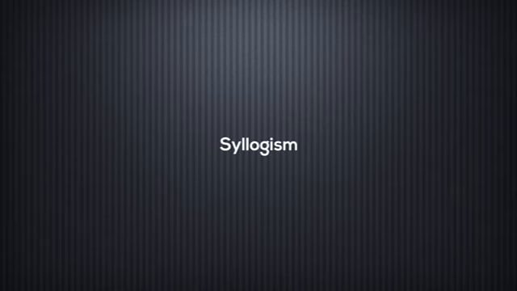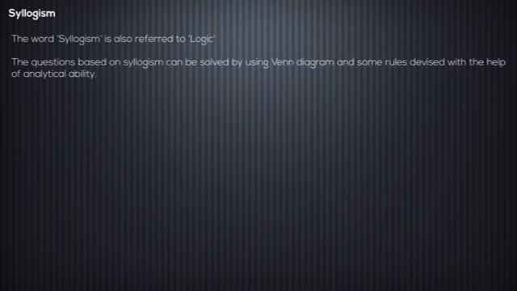Syllogism. In this chapter, we will study what syllogism is and learn how to solve problems related to it. The word syllogism refers to logic. Syllogism is an important section of logical reasoning and hence a working knowledge of its rules is required. Hence it can be expressed as the science of thought as expressed in language.